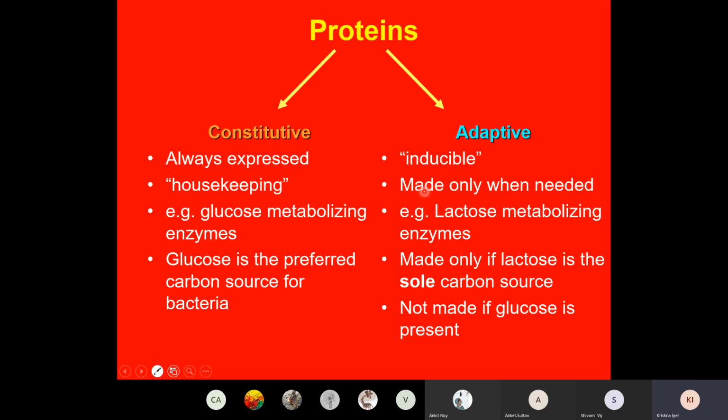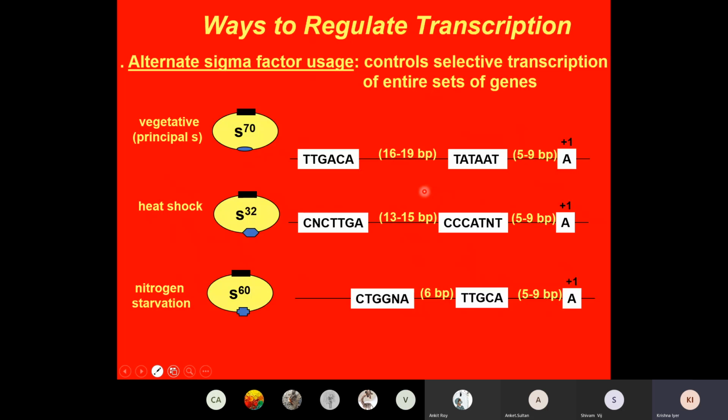Okay, so these are two groups. And in addition to this, there are other situations also, but let us look at some of those things. Now, one way to regulate transcription is what they call alternate sigma factor usage.